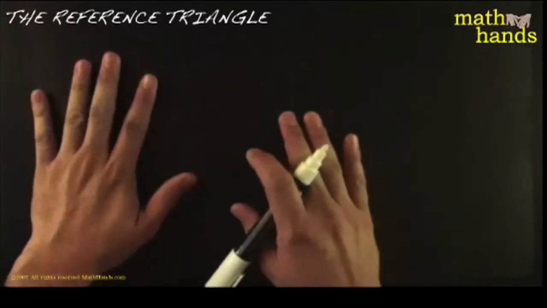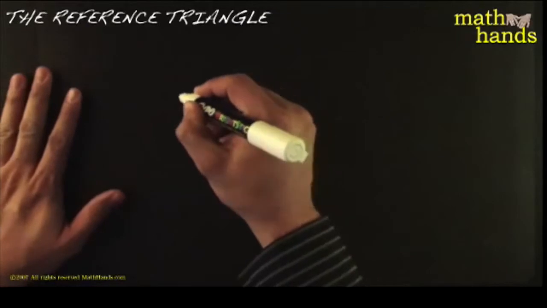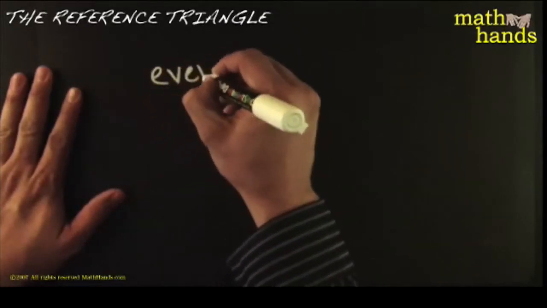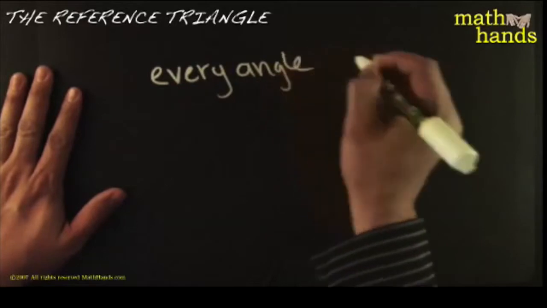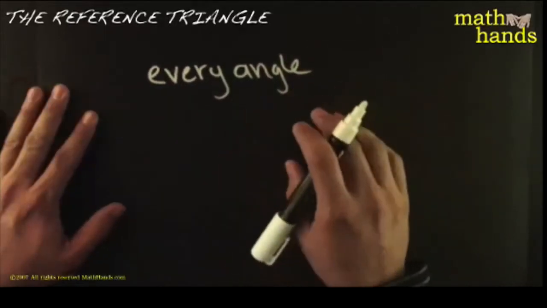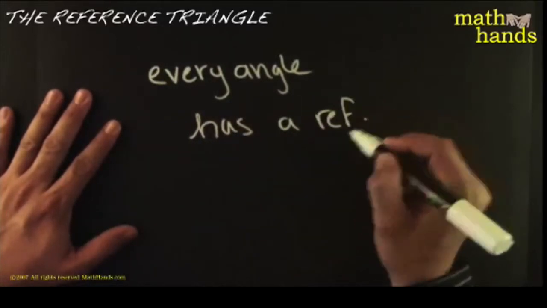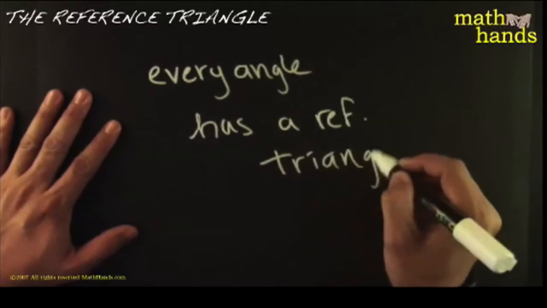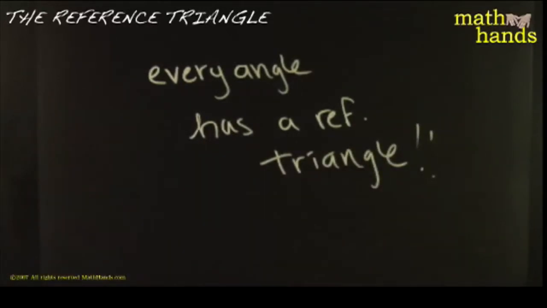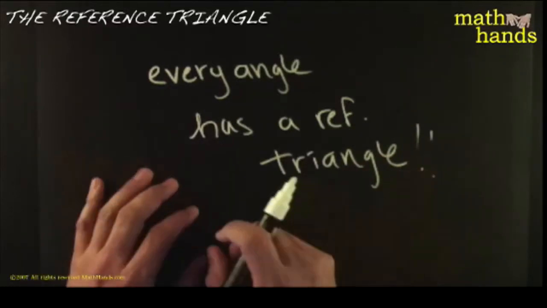First part of the idea is this. It's very easy. Every single angle, I don't mean some angles, I mean every single angle, has what we call a reference triangle. That's the lesson for today. Every single angle has a reference triangle, and the entire purpose of the lesson today is to learn how to get this reference triangle. If we can do that, then we will be incredibly powerful and ready for the next section.